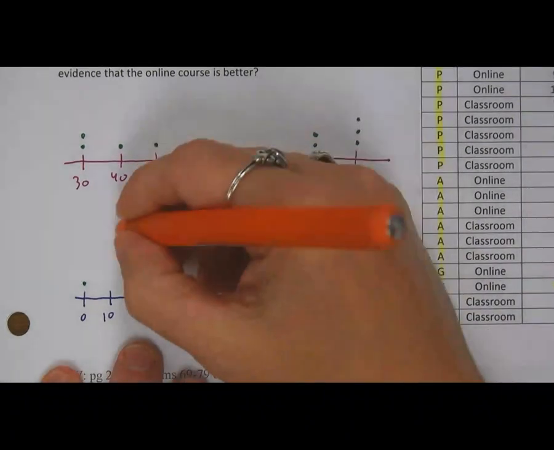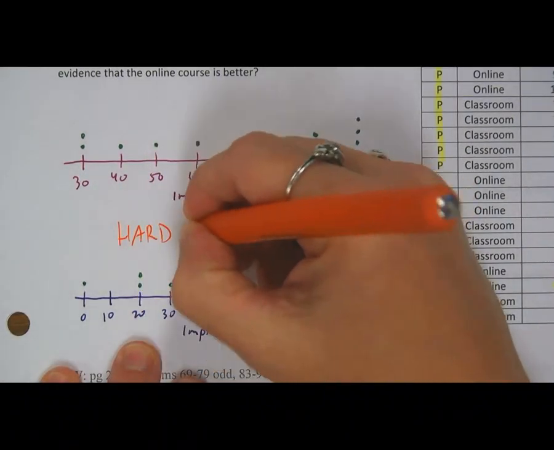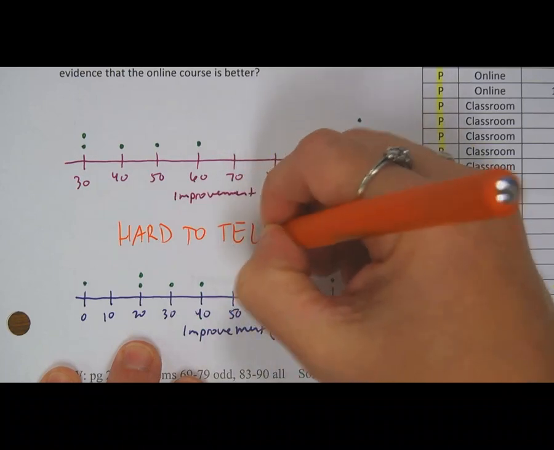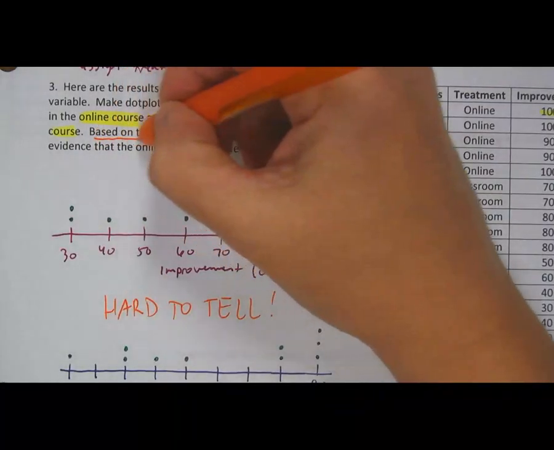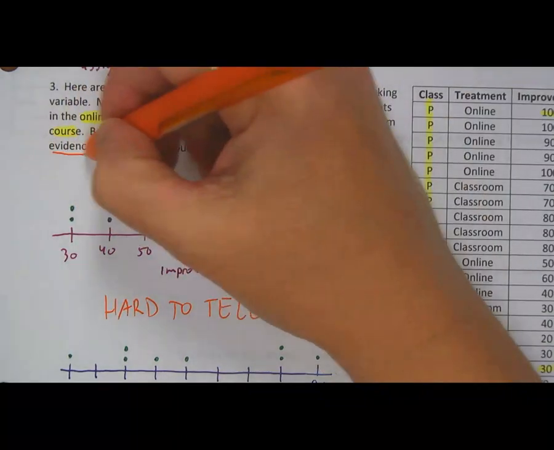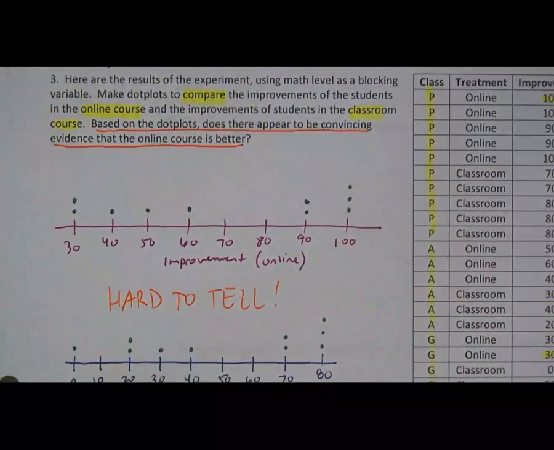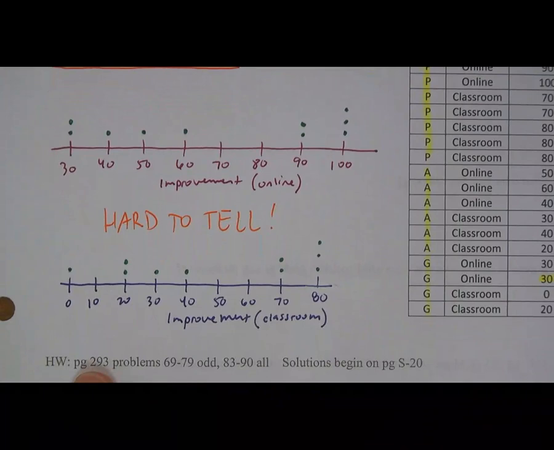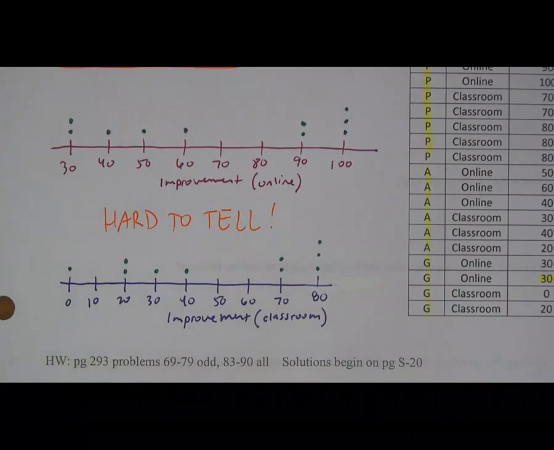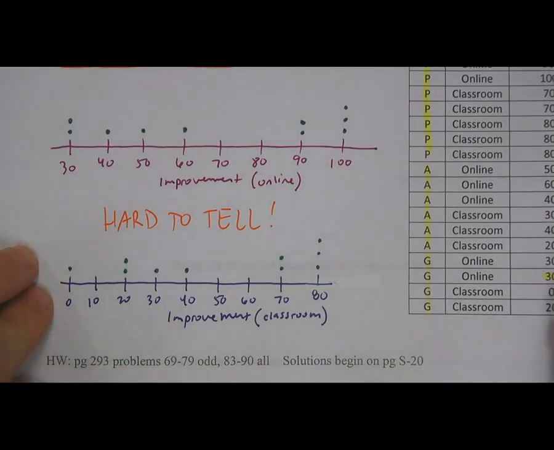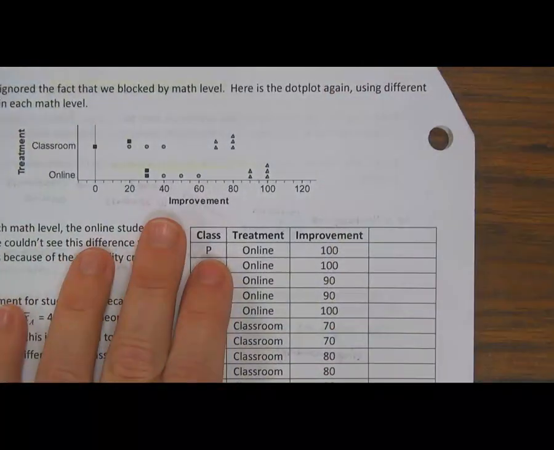So I'm just going to write really big in the middle there. It's hard to tell. And the question, what's hard to tell, is if there's convincing evidence that the online course is better. Because we decided that math course level would influence the improvement, then we need to block by that. So on the next page, you've got this dot plot that does that. It shows by blocking.